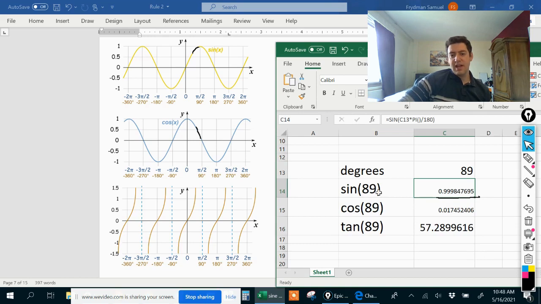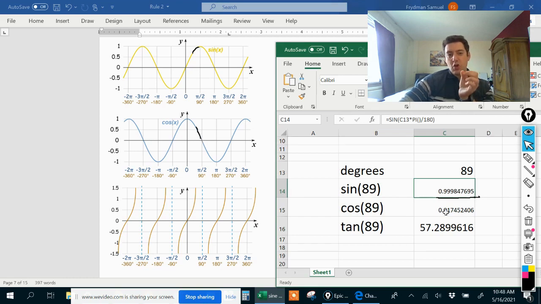Why is this happening? Because now the sine is getting closer and closer and closer to 1. Remember, at 90 degrees exactly, the value for sine is 1. What's happening to the cosine? It's becoming almost zero.